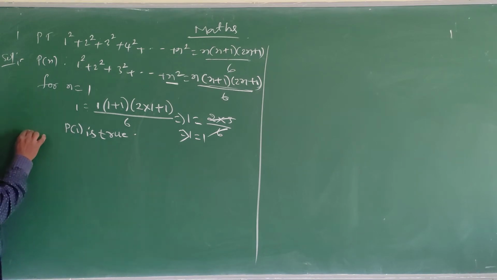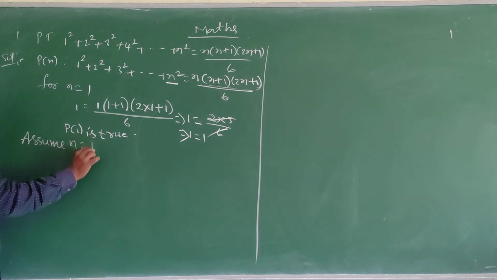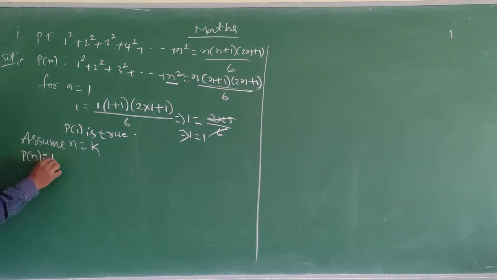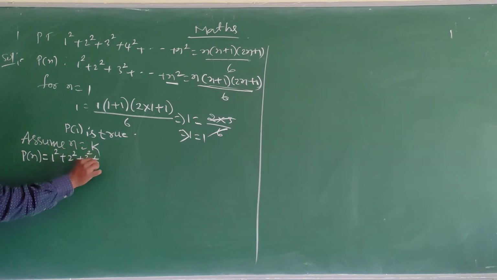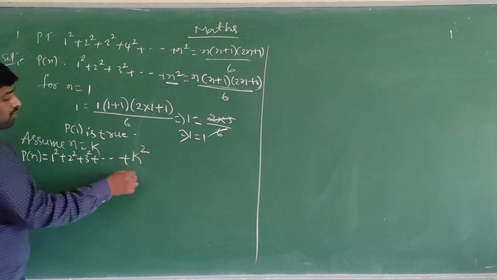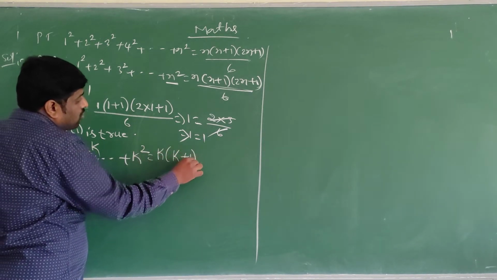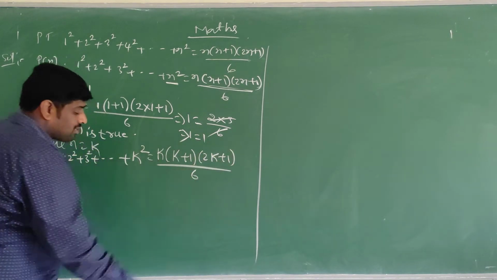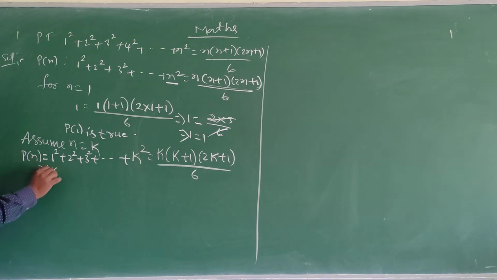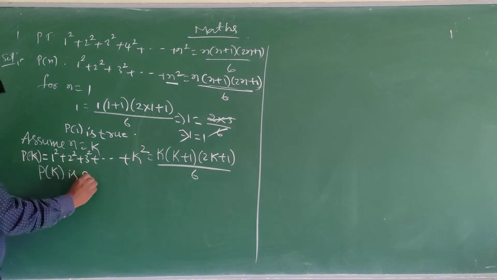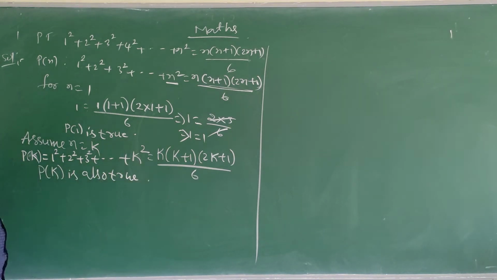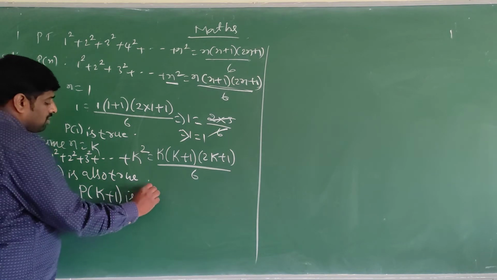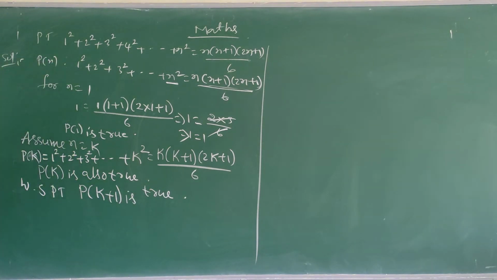Next, assume n is equal to k. The given statement can be represented as P of k: 1 square plus 2 square plus 3 square plus so on plus k square equals k into k plus 1 into 2k plus 1 divided by 6. Therefore P of k is also true. P of 1 is true, P of k is also true, and finally we shall prove that P of k plus 1 is true.